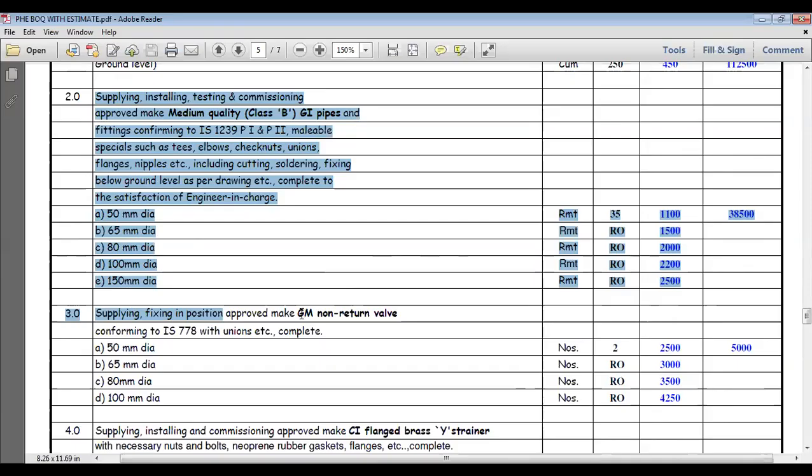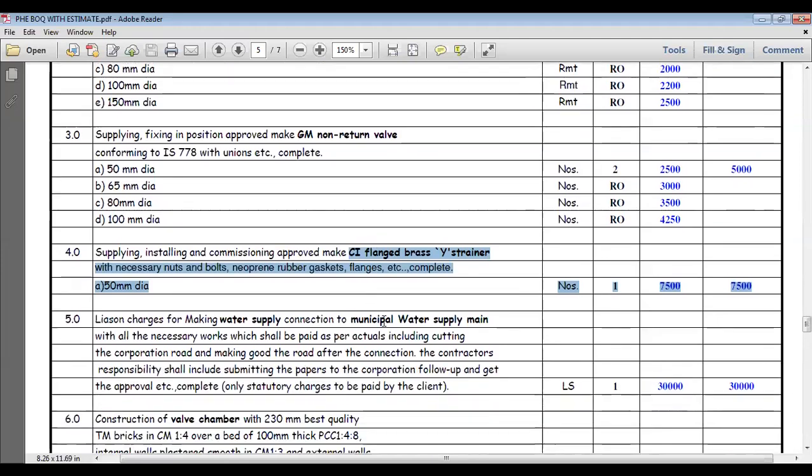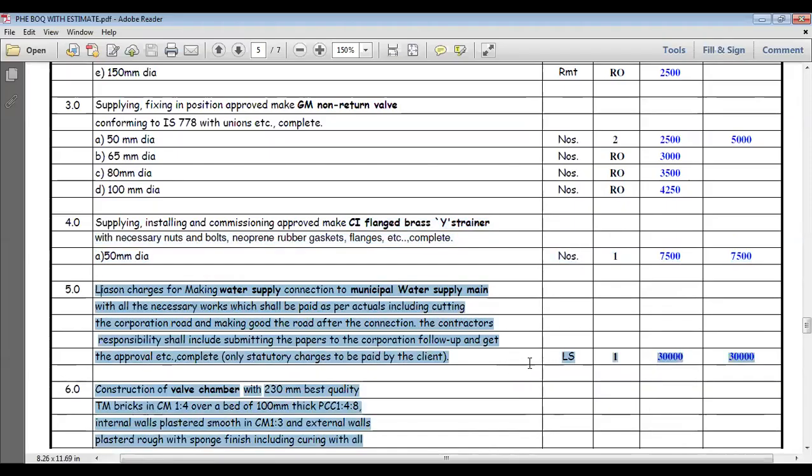And the GM non-return valve, this may be used in the pump room only. GM, gunmetal non-return valve, we are going to use for pumping. CI flange brass strainer, this is the strainer you are going to use in the pump room only. And the municipal water supply main connection: for getting the municipal water supply connection, a lump sum amount of 30,000 they have put in.